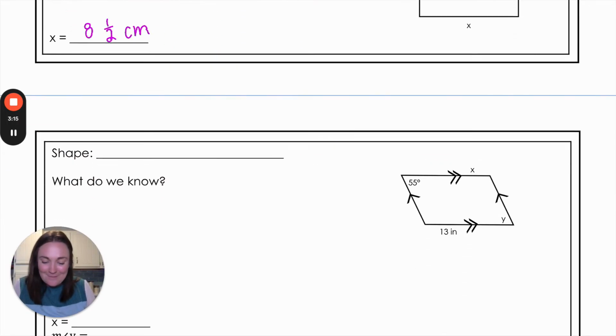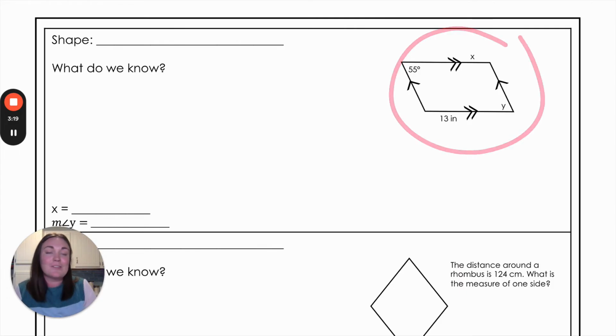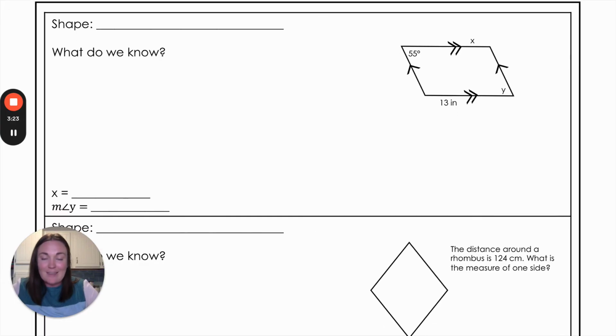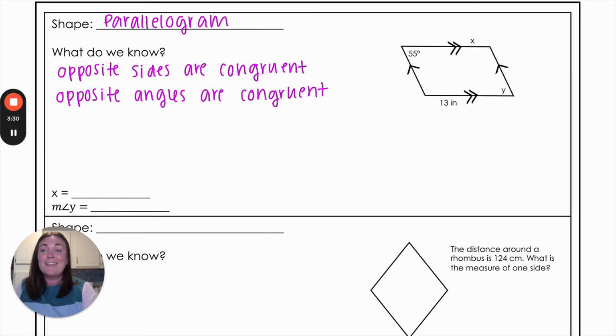Okay, let's keep going. Next up, we've got another parallelogram. Those opposite sides are parallel and congruent. And this time we're looking for one side length and one angle measure. So again, we know that opposite sides are congruent, and we know that opposite angles are congruent. So let's take a look at that side x first. If x is this side up here, we're looking at that opposite side, which is 13 inches. So we know that x also has to be 13 inches.